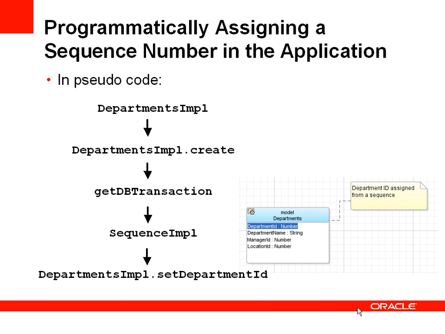So in a little bit more detail, we have our department's impl, which is the implementation object that references our department's entity object. It has a method called create, which is called whenever a new department is created. There's a call to getDBTransaction, which will allow us to get access to the current database transaction, where we can read a sequence number into an object called SequenceImpl. That represents a sequence number read from the database. And then we can call the departmentsImpl.setDepartmentId. That's the appropriate method we're calling to actually set the value in department ID. So let's have a quick look at this in a demonstration.